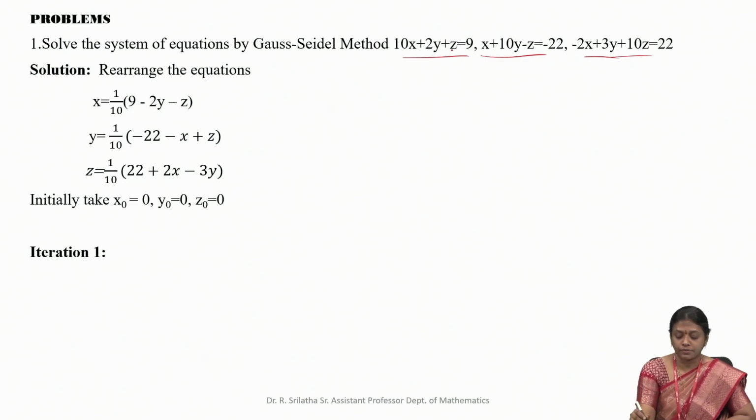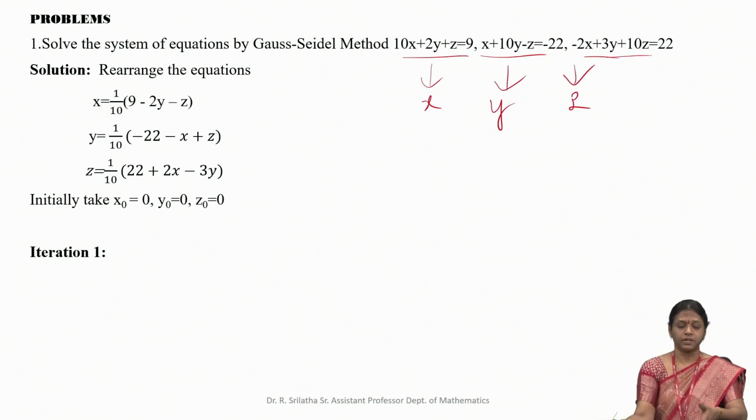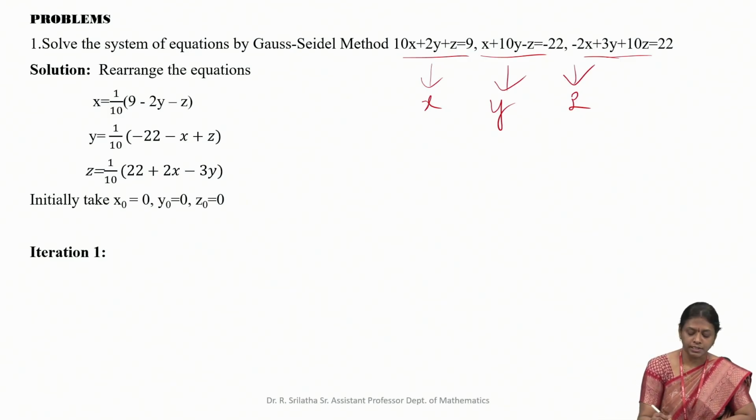Next, from the first equation we extract the value of x, from the second equation the value of y, and from the third equation the value of z. So we write x equals 9 minus 2y minus z whole divided by 10, y equals minus 22 minus x plus z whole divided by 10, and z equals 22 plus 2x minus 3y whole divided by 10. To find the first iteration values, we take the initial guesses x0 equal to 0, y0 equal to 0 and z0 equal to 0.